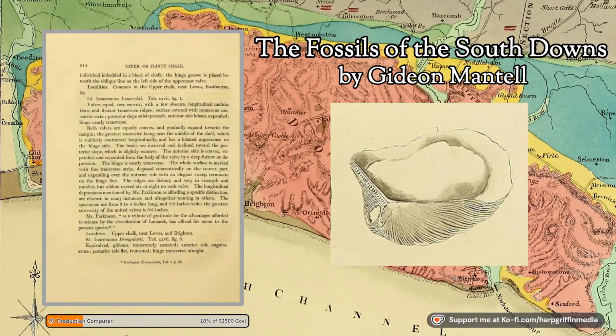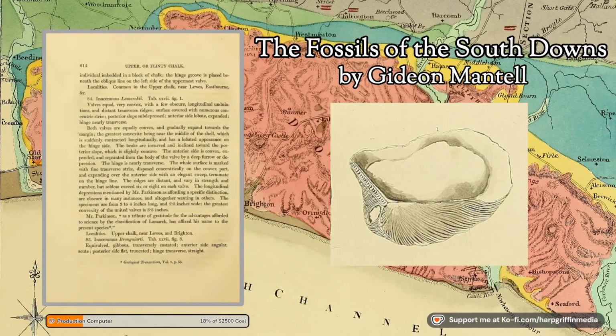The beaks are incurved and inclined toward the posterior slope, which is slightly concave. The anterior side is convex, expanded, and separated from the body of the valve by a deep furrow or depression. The hinge is nearly transverse. The whole surface is marked with fine transverse striae, disposed concentrically on the convex part and expanding over the anterior side with an elegant sweep, terminating on the hinge line. The ridges are distant and vary in strength and number, but seldom exceed 6 or 8 on each valve.